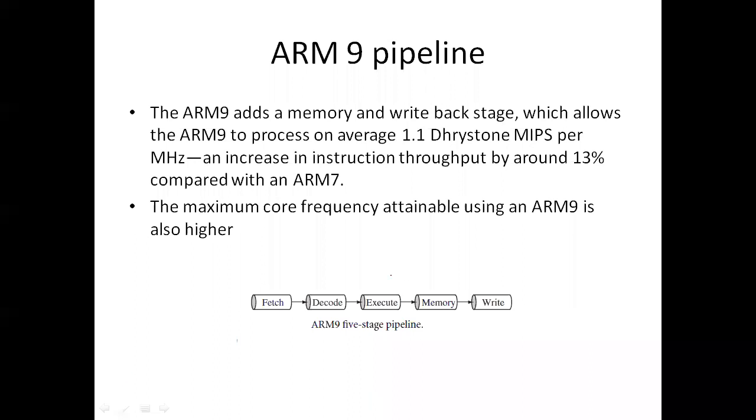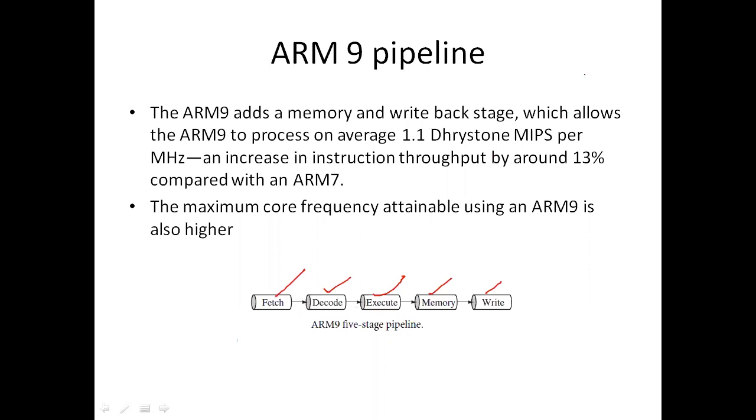So the overall performance of the ARM9 will be better than the ARM7, because ARM9 has a 5-stage pipeline. The first stage is fetch, the second stage is decode, the third stage is execute, and it has 2 more stages in the execution process, that is memory and write. Because of these 5 pipeline stages, the performance of ARM9 is 13% better than that of ARM7.